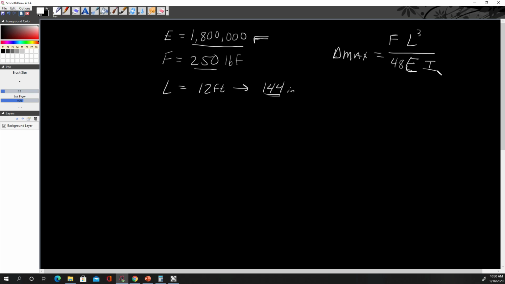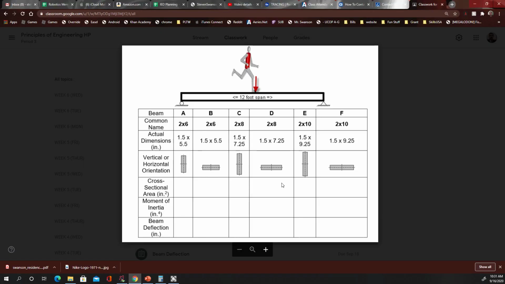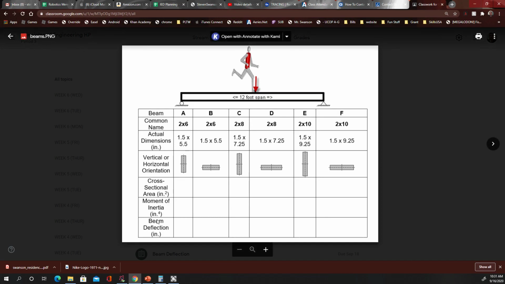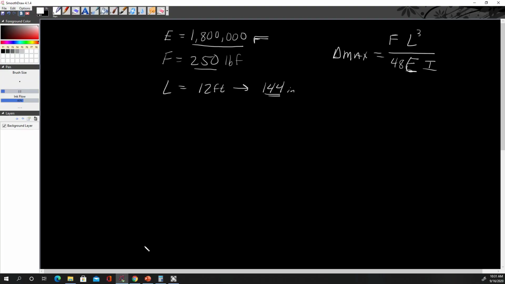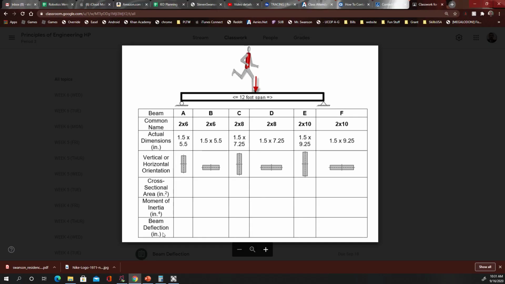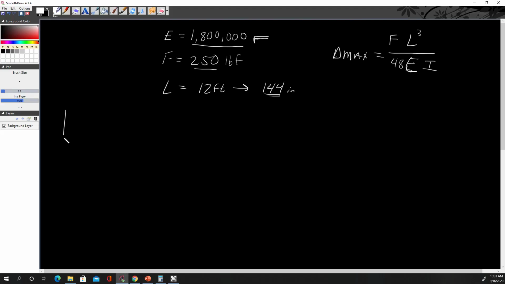And the only thing that changes then, so everything is the same here. The only thing that changes each time is this I. So if we look right here, the I changes each time. And the I, you were supposed to calculate that yesterday for each one of these. So it's only the I that changes each time. So if we look at that first problem, let's calculate the I here. It's 1.5 by 5.5, and look at the way it's standing up tall, right? 1.5 by 5.5. Let's look at that. So here's the thing. It's 1.5 this way and 5.5 that way.